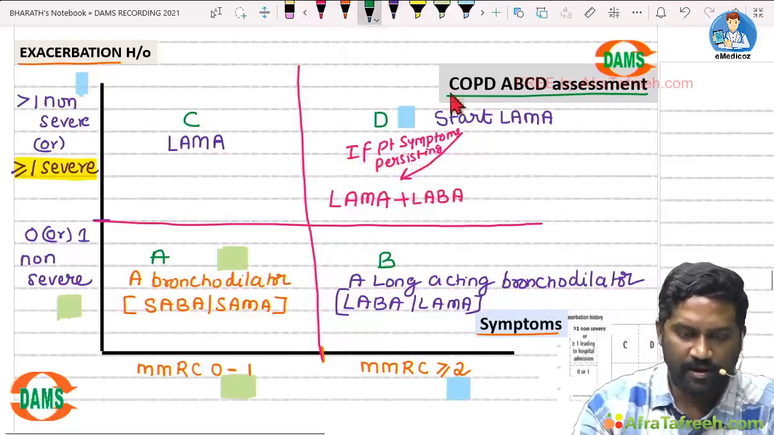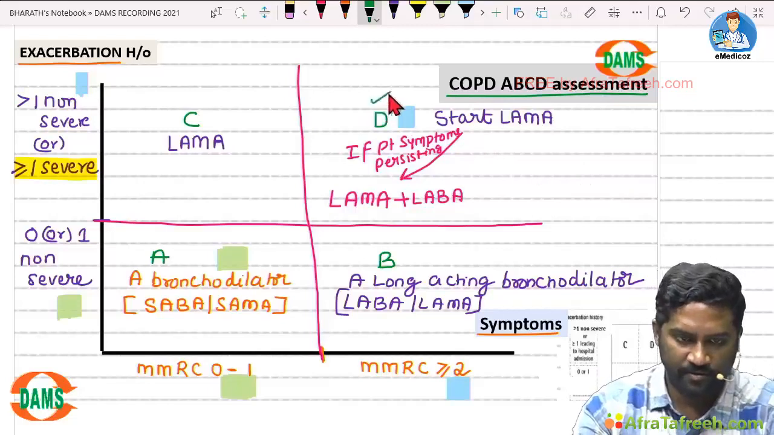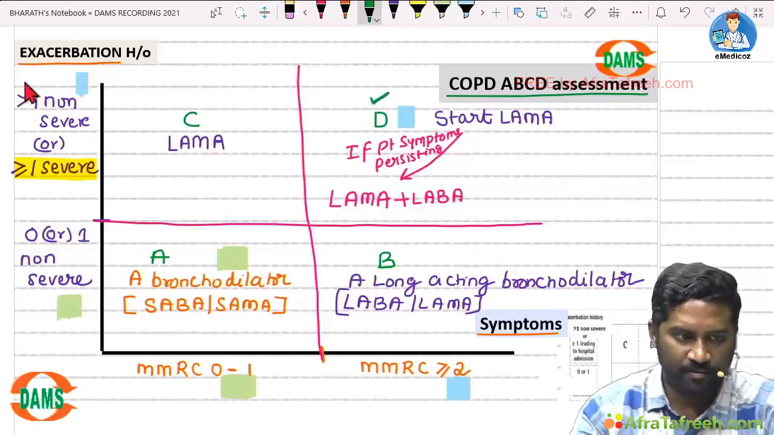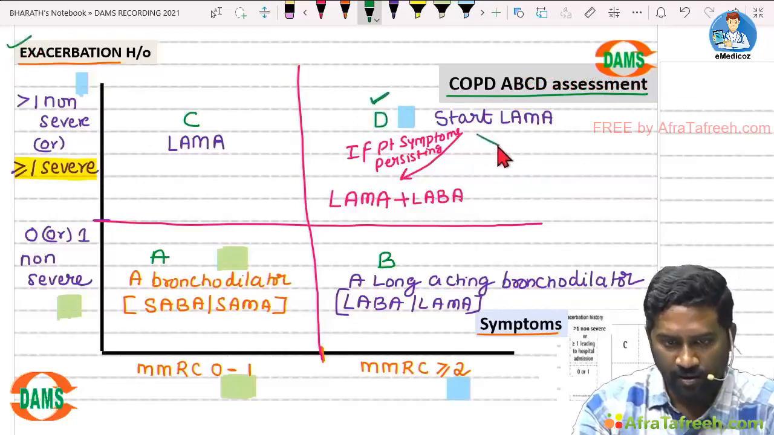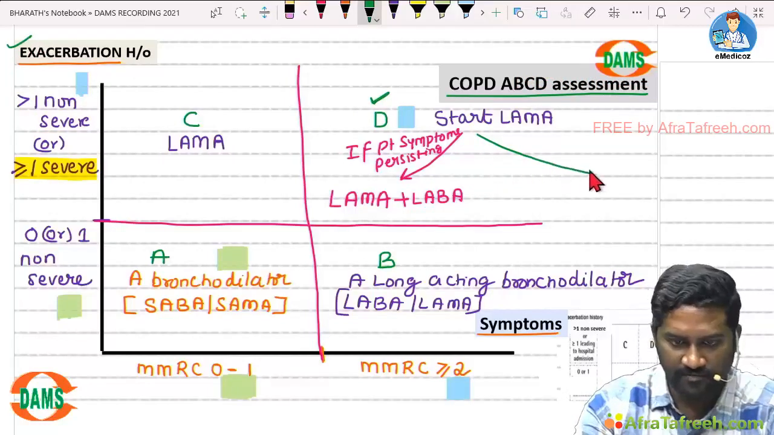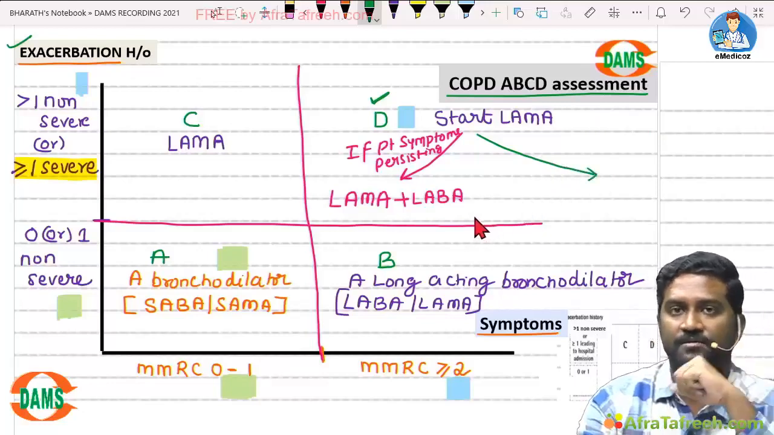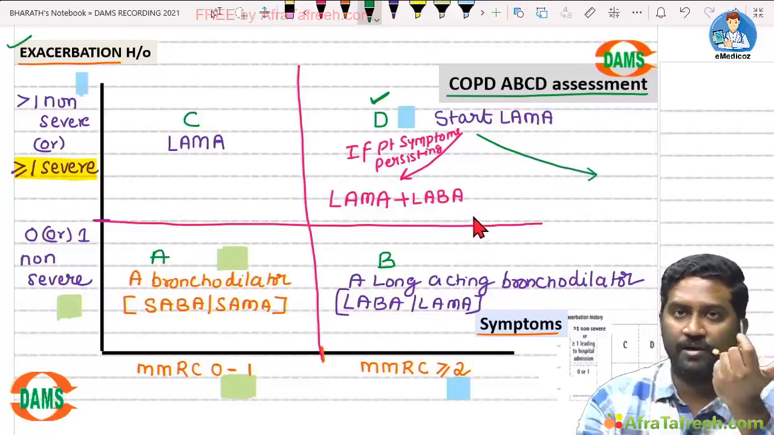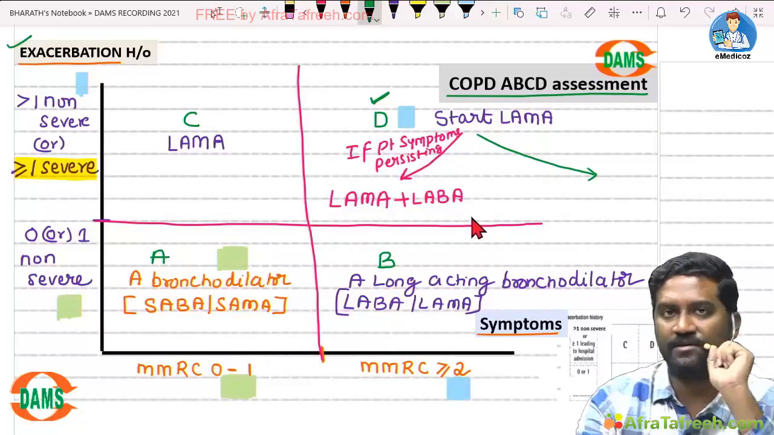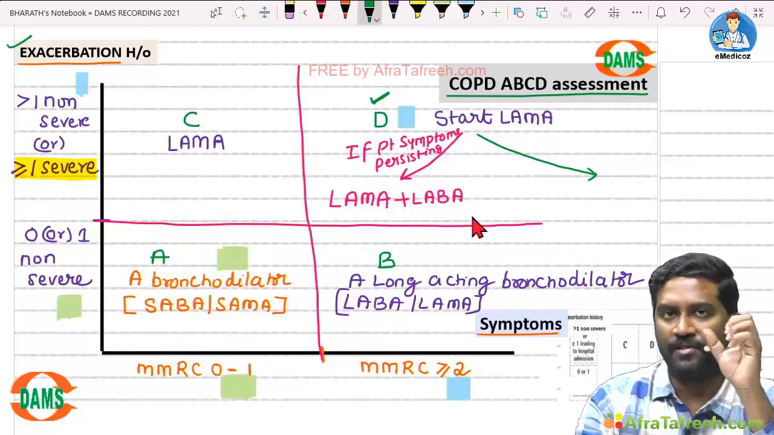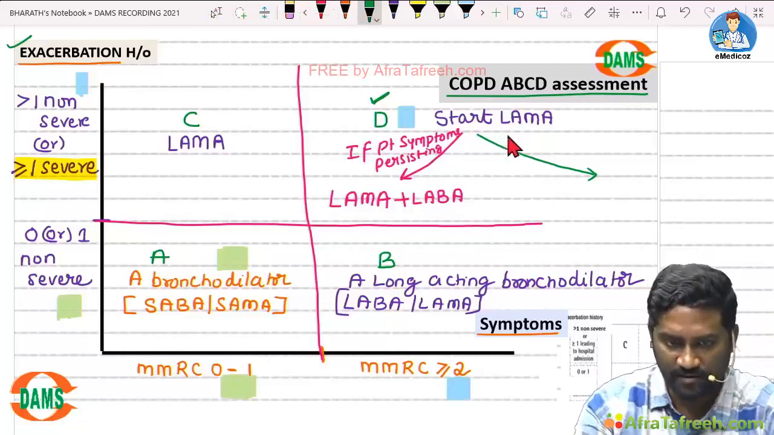Now this group D patient will have more symptoms and also more exacerbations. One cause for exacerbation observed in the studies was that the patient might have a history of asthma. See, in childhood he might have had asthma. Later he took up smoking and has now developed COPD. That asthma tendency might also be responsible for exacerbations.